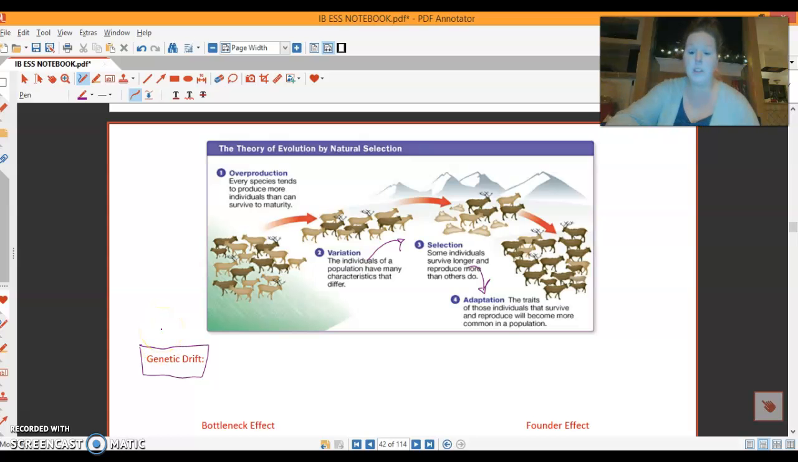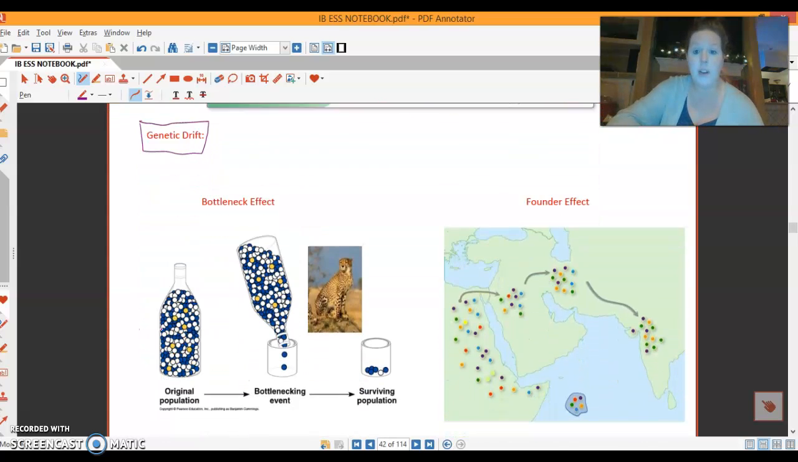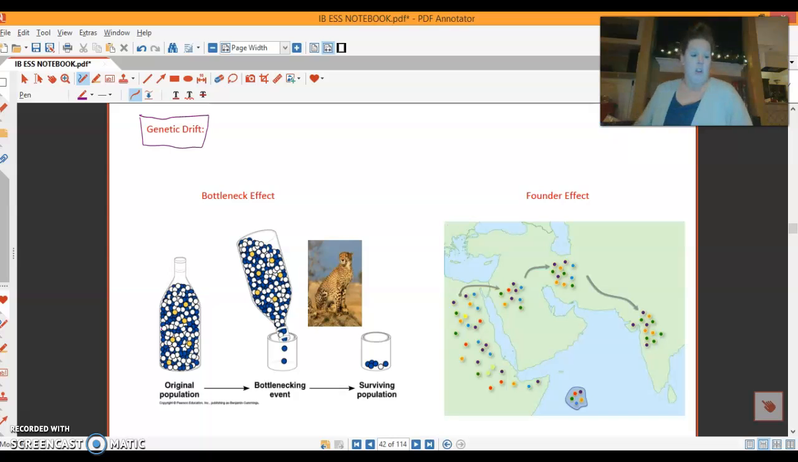And there's two big types of genetic drift that you guys need to know. So I'm going to put right here, leads to evolution. Now, the bottleneck event and the founder effect are two really great examples to help you guys understand the difference between these two. Okay, so if you look at the picture showing the bottleneck effect, you can see right here that we have a massive original population.